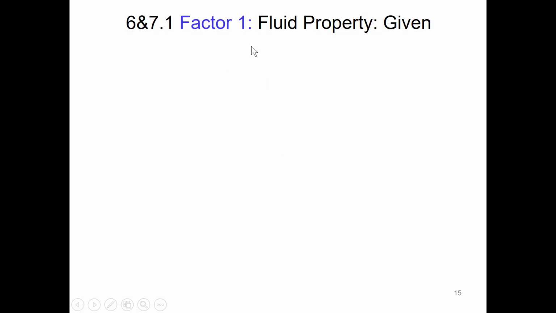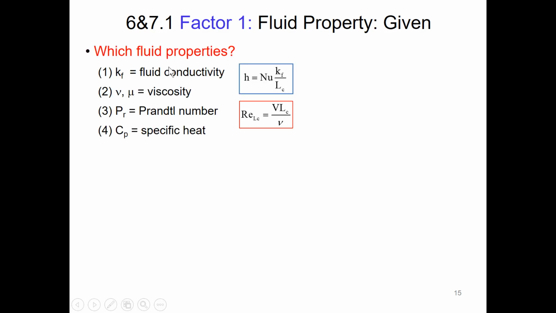Now we dive into those 5 factors. Factor 1, fluid property. What fluid properties are we interested in? There are 4 of them. k_f, fluid conductivity, as defined in the heat transfer coefficient h. Viscosity, as used in the Reynolds number, Prandtl number, and specific heat.